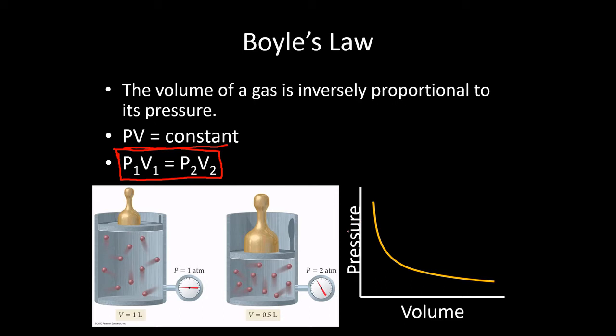But if you're just looking at pressure versus volume, you get a graph that looks something like this. So as the volume is increasing, as we go to the right here, we go to higher and higher volumes, the pressure is getting lower and lower and lower.